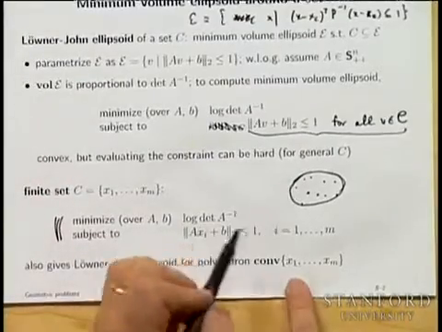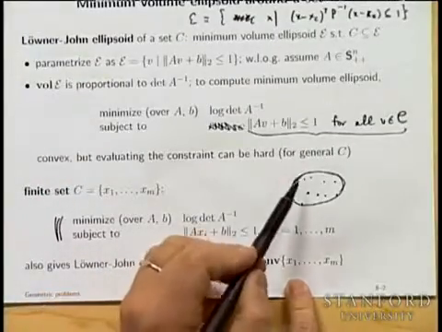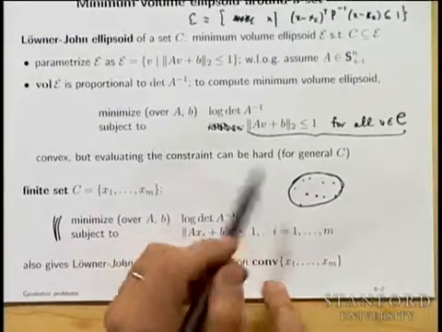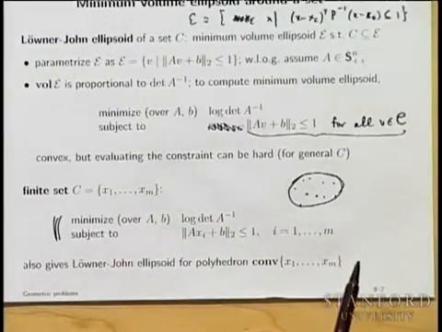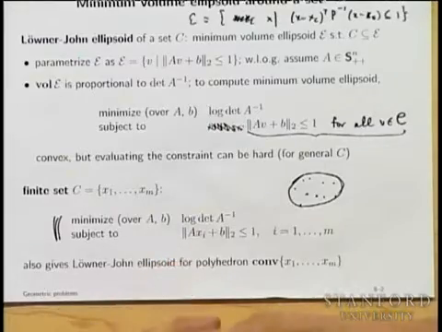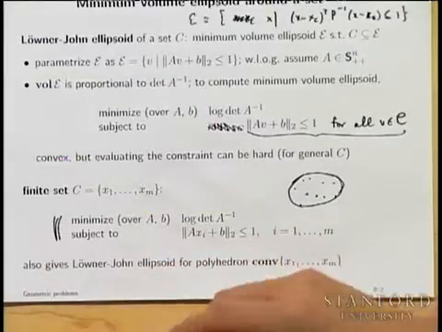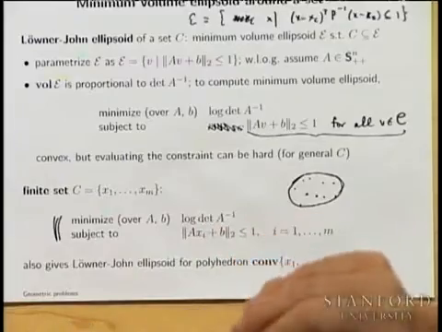And of course, it's not just the Loner-John ellipsoid for the set consisting of these points, but in fact the convex hull of those points, and that's a polyhedron described by vertices. So you just learned something which is by no means obvious, and that is that if someone gives you a polyhedron defined by its vertices, then computing the minimum volume ellipsoid that covers those points is a completely tractable problem. Okay? Everybody got that?